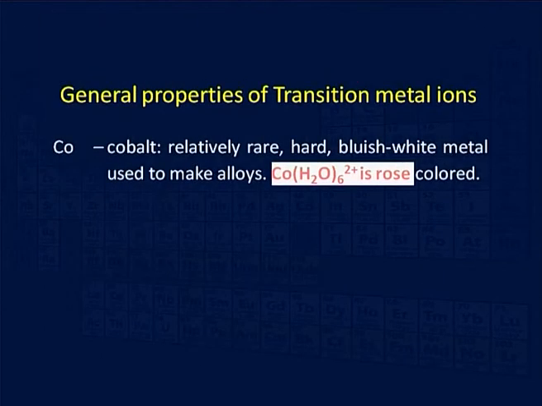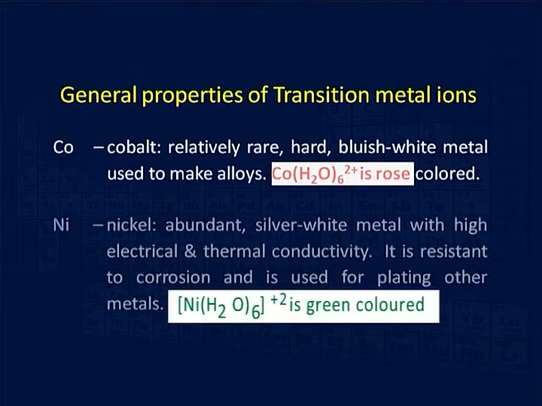Cobalt is the next important transition metal. The hexa-aquo compound is rose colored, and it is also an important metal ion as far as alloy formation is concerned. The next important metal is nickel, which is also highly abundant and is a silvery white metal having very high electric and thermal conductivity. It is very resistant to corrosion and is useful for plating on other metals. The hexa-aquo compound is green in color.